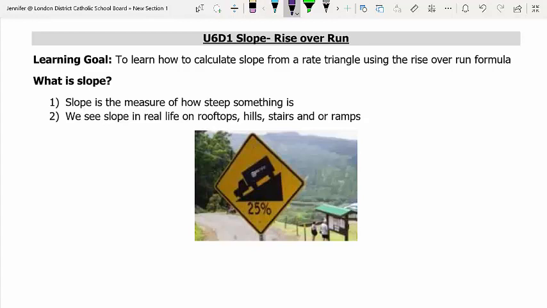Unit 6, Day 1, Slope. So the learning goal for today's lesson is to teach you guys how to calculate the slope of a line using the rate triangle method.